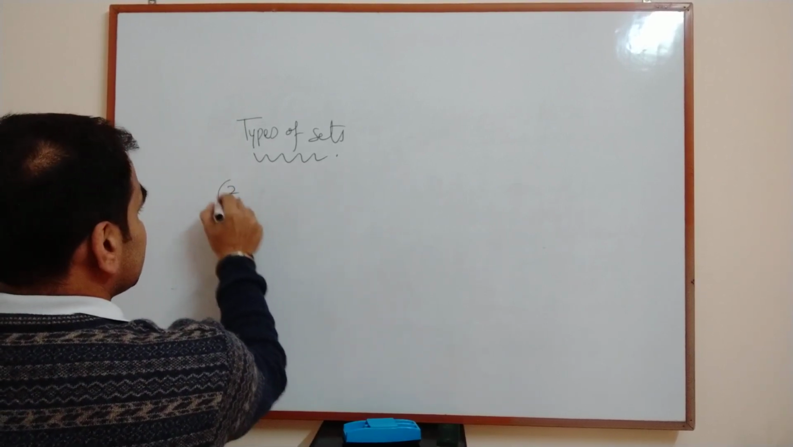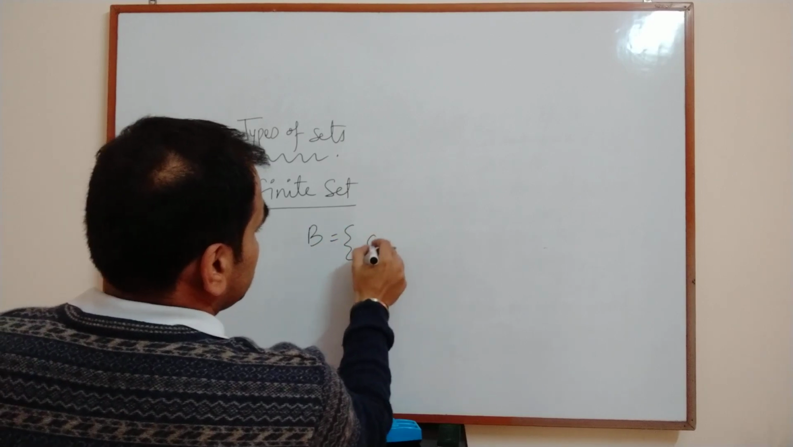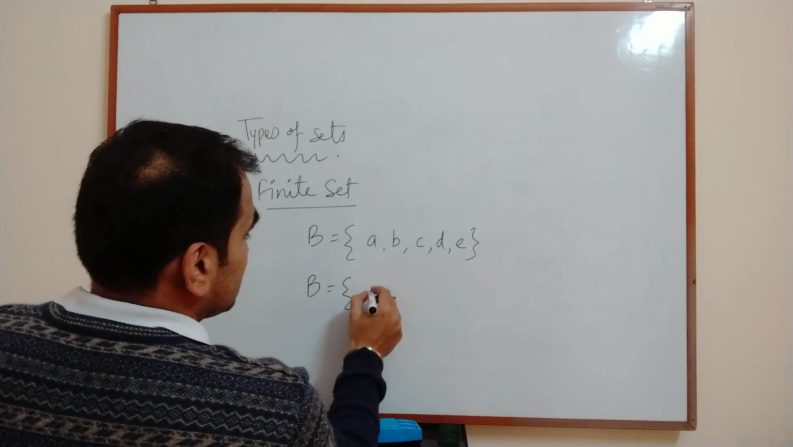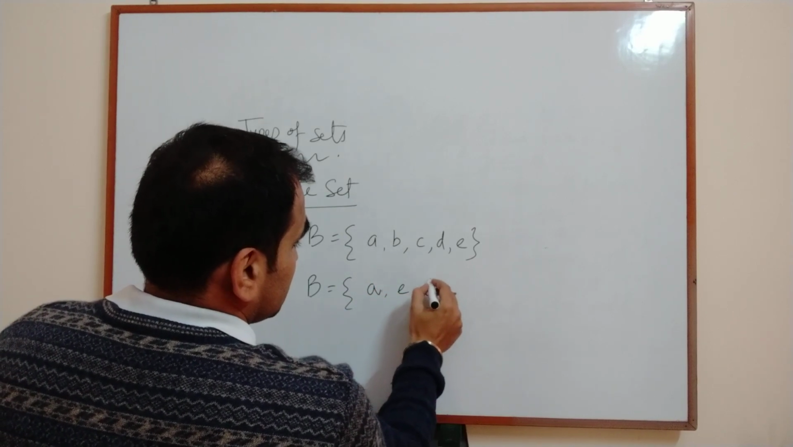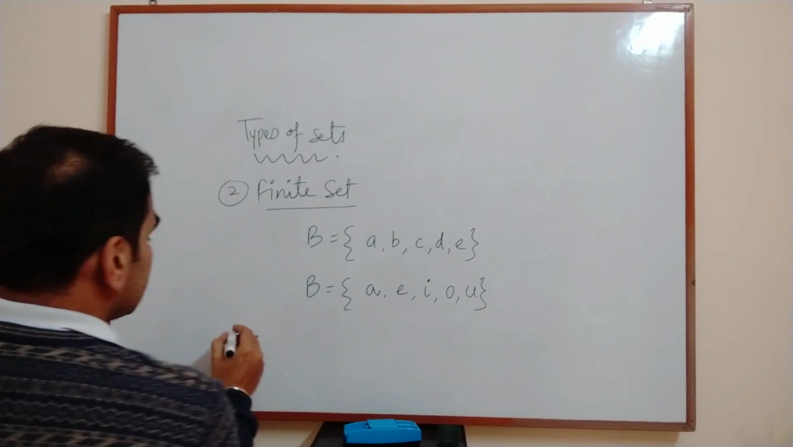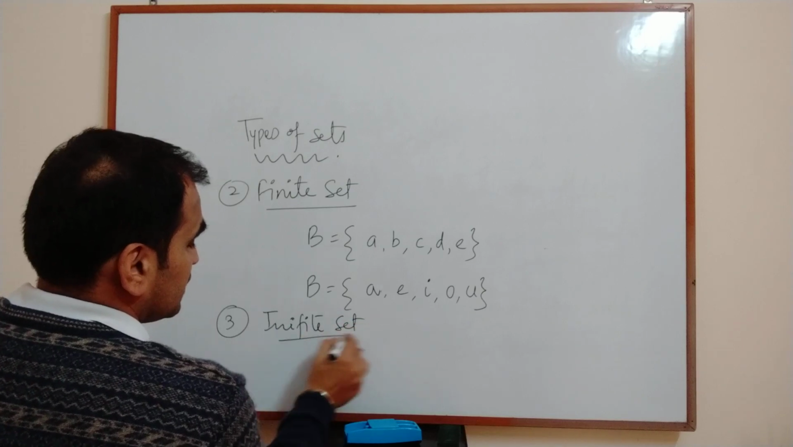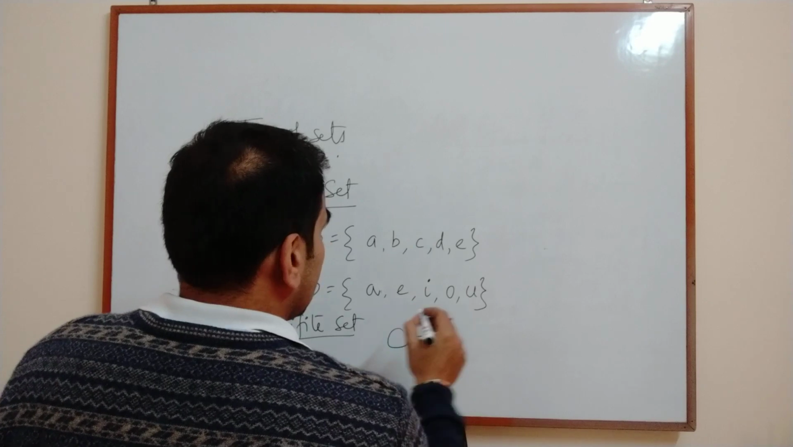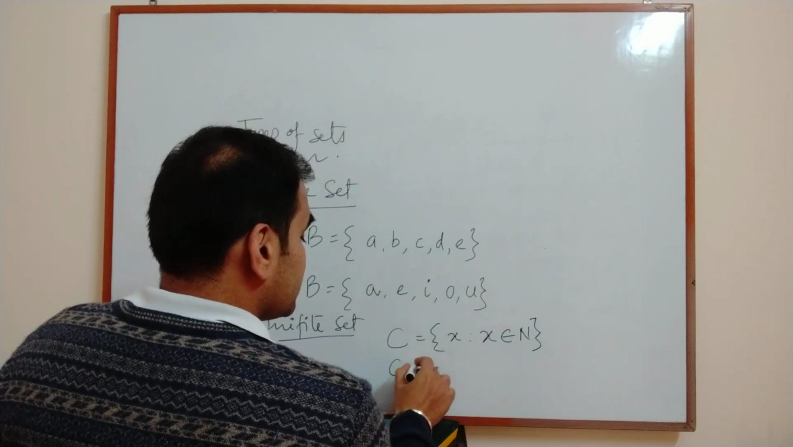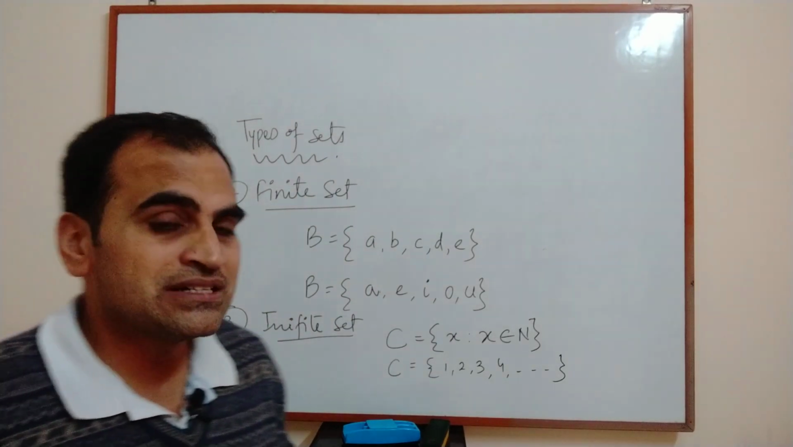The second type of set is a finite set. A set B having a finite number of elements, or maybe another set B having only the vowels. If a set has a finite number of elements, it is known as a finite set. And if a set has infinite elements, it is known as an infinite set. Suppose we have a set written as x such that x belongs to the set of natural numbers, or 1, 2, 3, 4 and so on to infinity. This set has an infinite number of elements, that's why it is known as an infinite set.